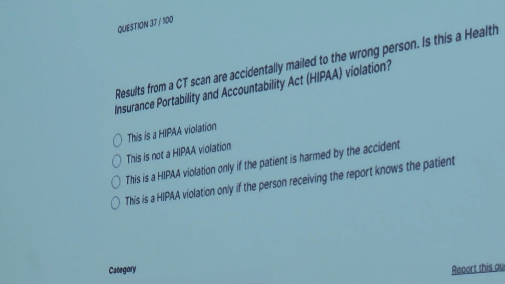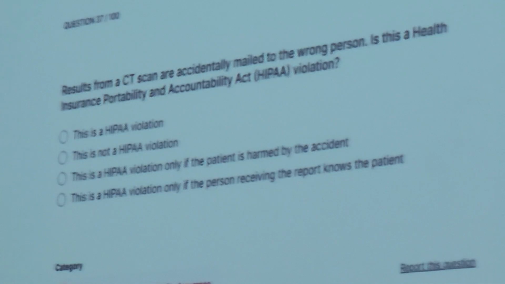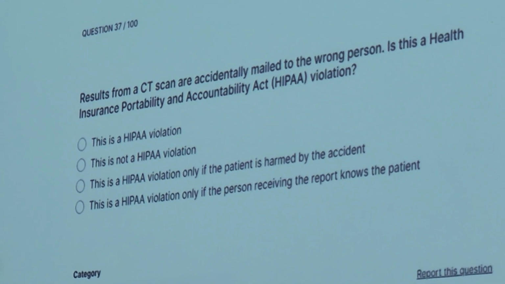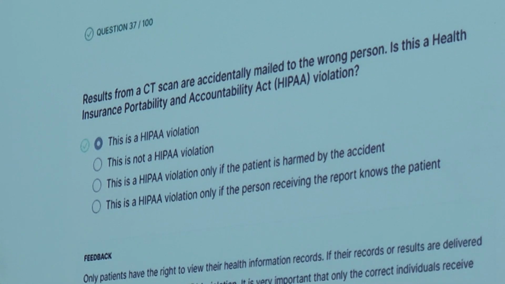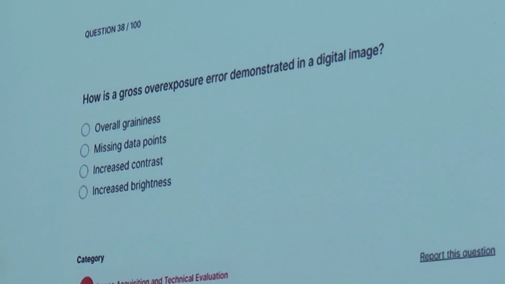So this isn't PRE, but let's just talk about this. Results from a CT scan are accidentally mailed to the wrong person. Is this a HIPAA violation? Yes, it is. Don't even need to think about that. No sending information. Even if it's a mistake, yes. They could sue you.